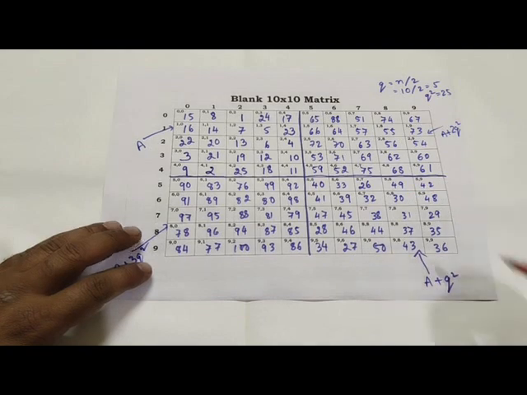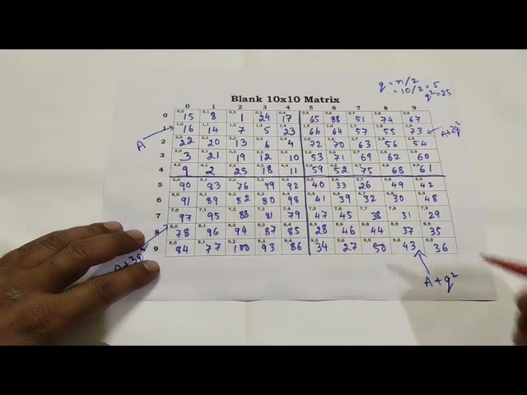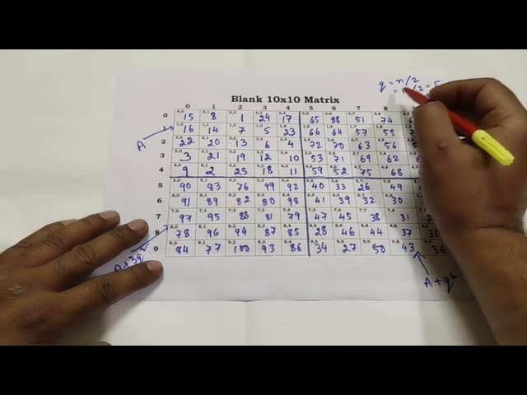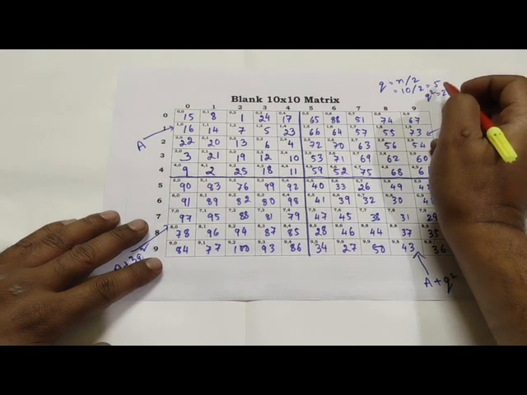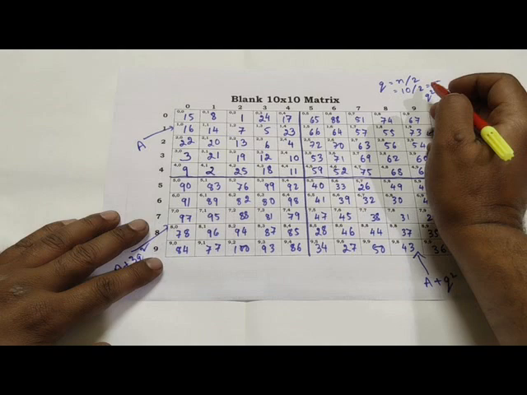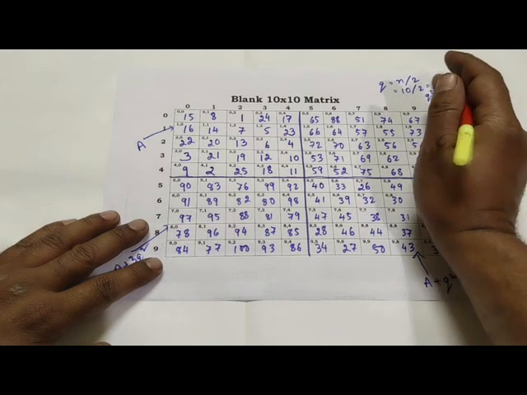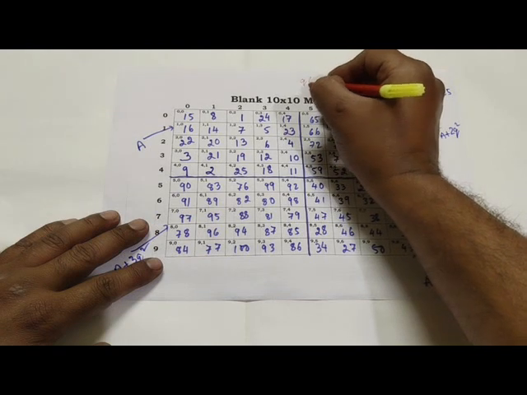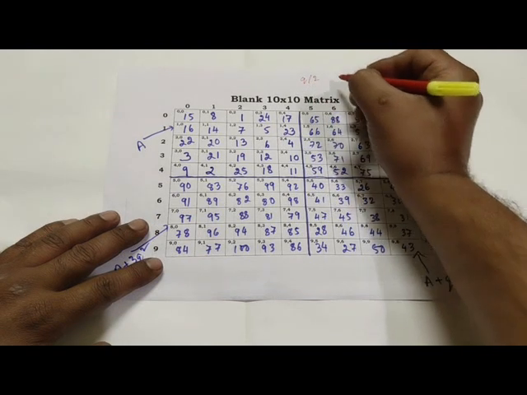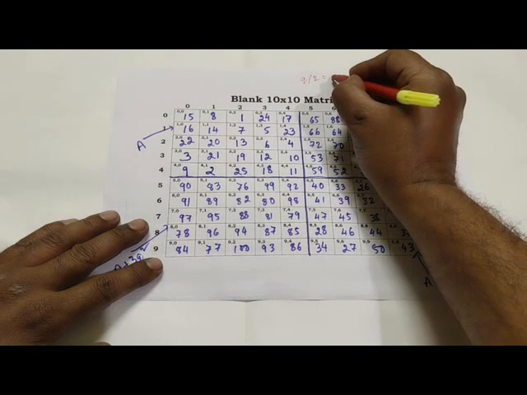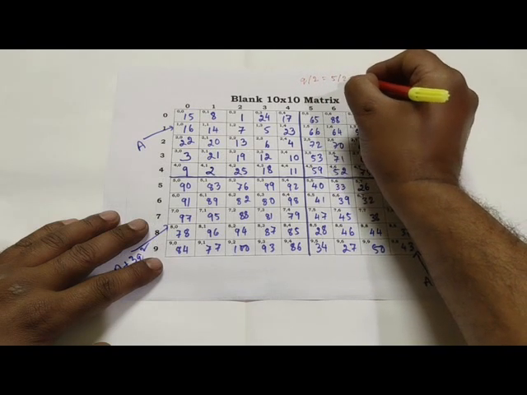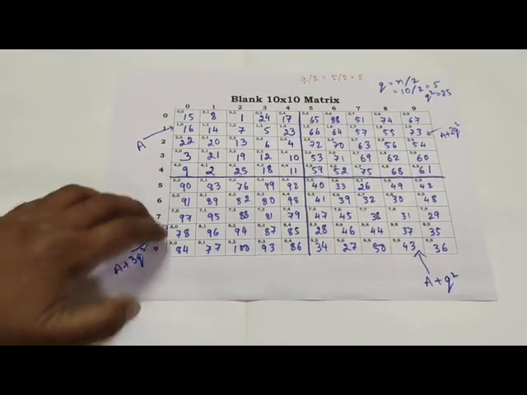Since this is a 10 into 10 matrix, 10 divided by 2 is 5, and 5 divided by 2 is 2. I am talking about integer division, that is, only the quotient, that is Q divided by 2. So for this case, 5 divided by 2 is 2. I am talking about integer division.